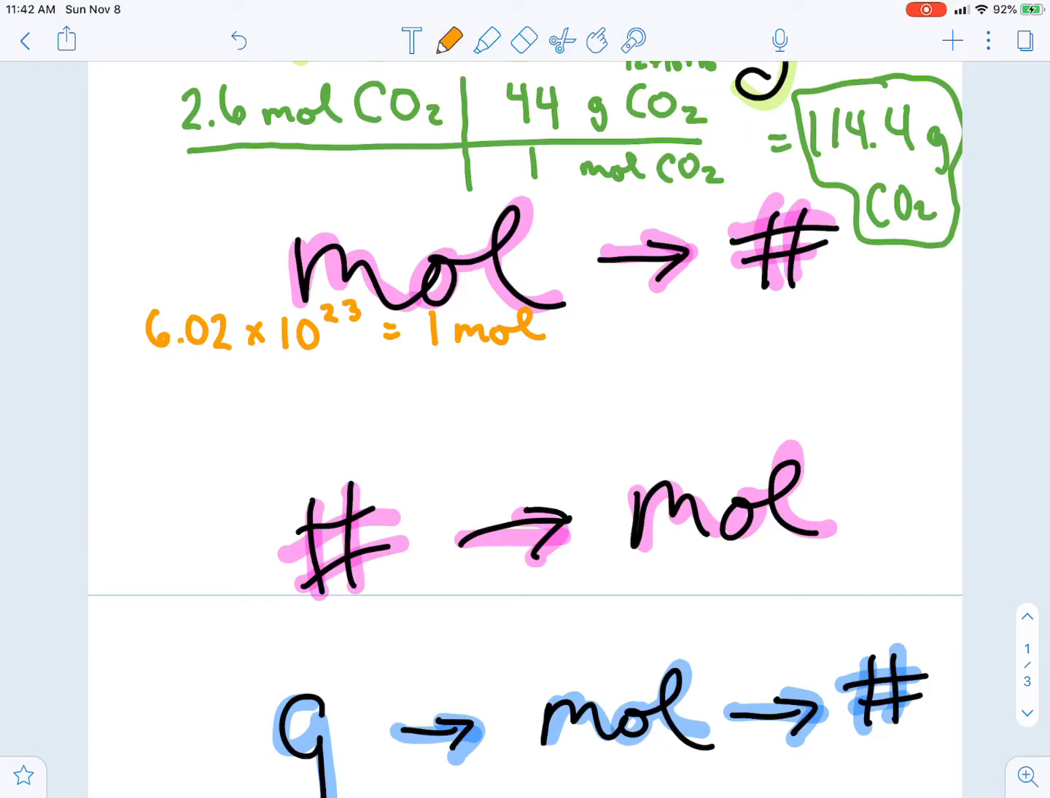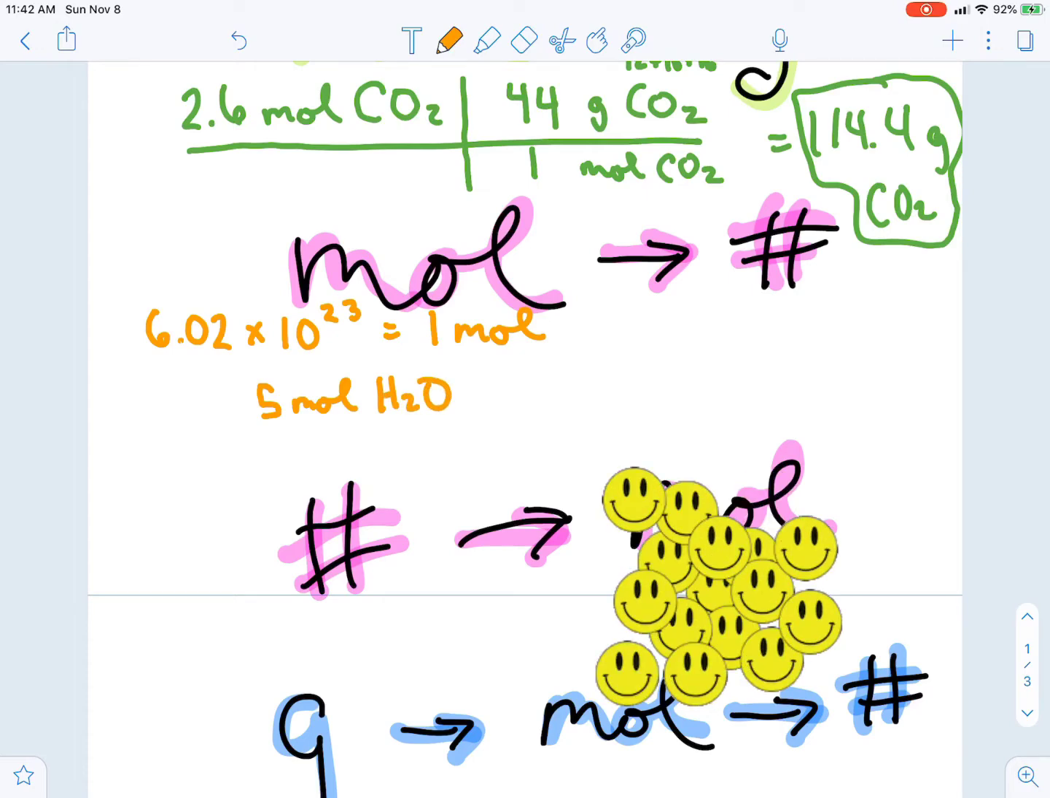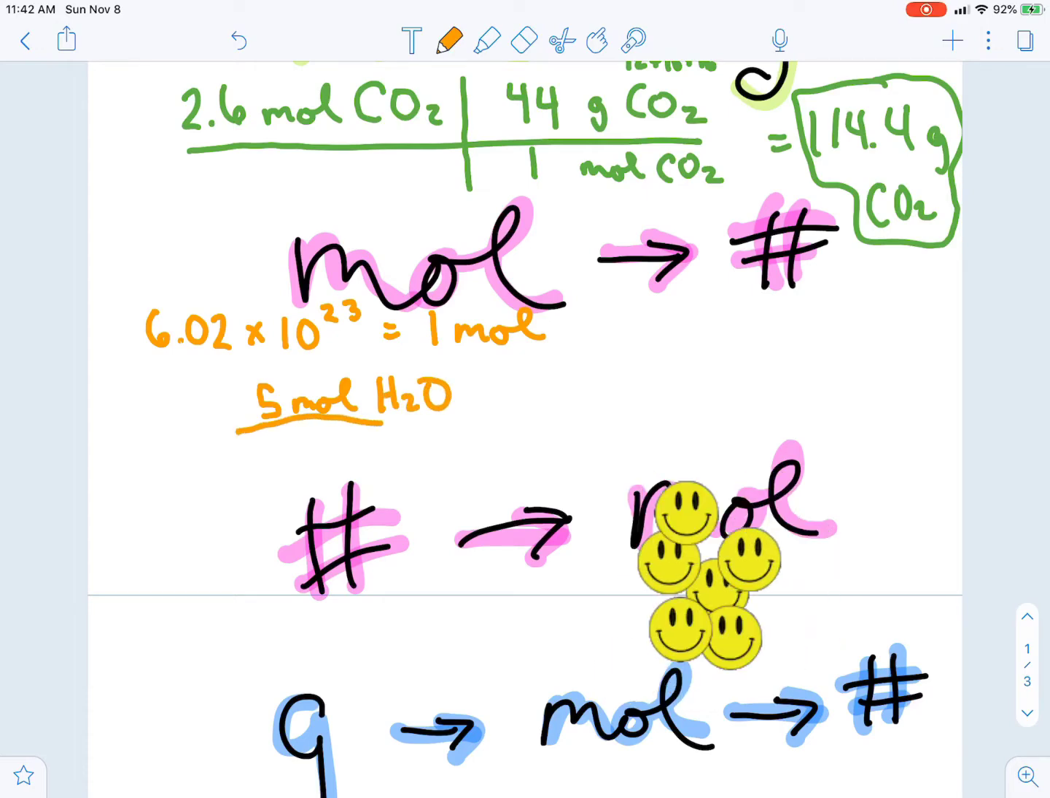All right, let's do this. It doesn't matter what compound we use now because we're not finding masses. We're just going right to the number. So we're going moles first. We're going to say we have 5 moles. Well, let's go water again, H2O. Now we're going to find out how many particles are in those 5 moles.